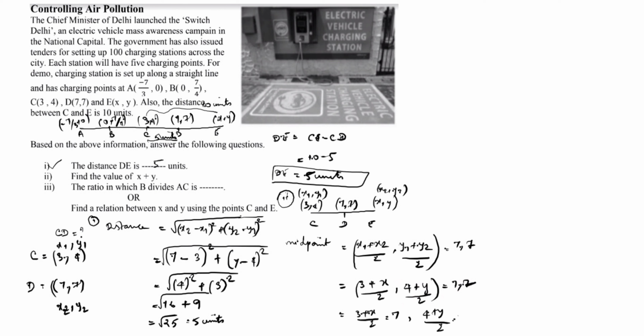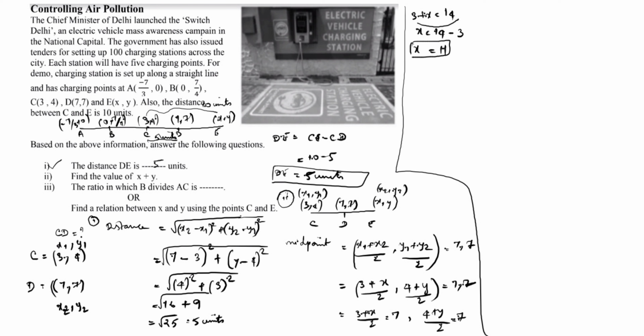After that, 3 plus x, 7 2s are 14, so x is equal to 14, and this 3 goes to the other side, so minus 3 equals 11, x is equal to 11. For y, 4 plus y is equal to 14, y is equal to 14 minus 4, y is equal to 10.